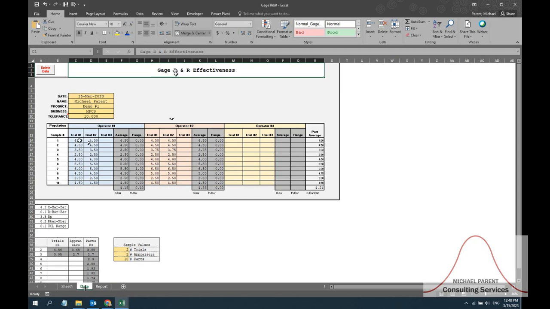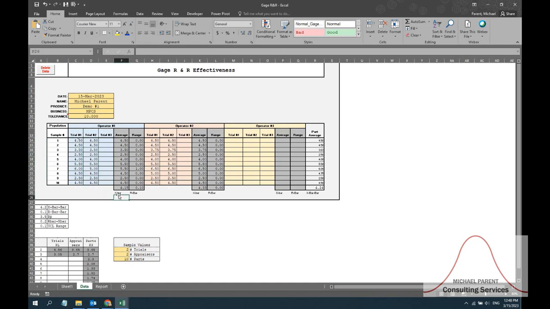Repeatability is agreement within the operator. So what I have here is some data, and I'm looking at an operator who took a measurement of some widget, and we've got 10 different widgets here, and then they took another sample of those same widgets. And what we're hoping is that they agree.